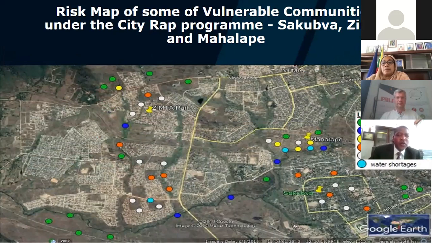That is the screen which shows how the risk mapping was done within the city, in some of the vulnerable communities under the city program, which is Sakuba. That's one highly populated area called Sakuba. There is also a densely populated area called Zimta, and also an illegal settlement called Mahalape. These are the frameworks showing some of the risk areas identified by the stakeholders during the community mapping processes. If you can move on.